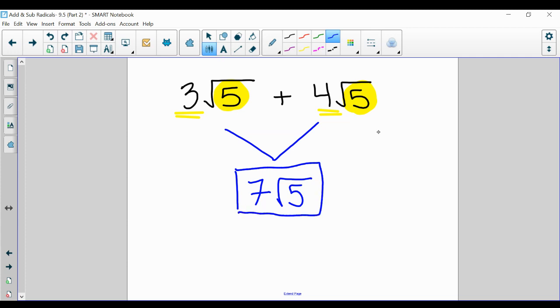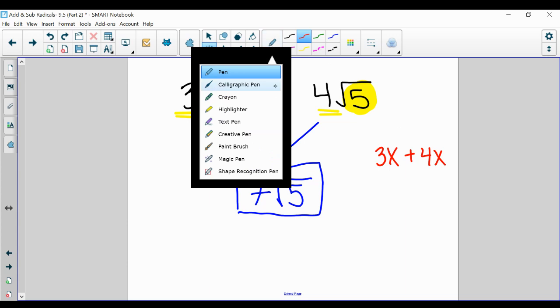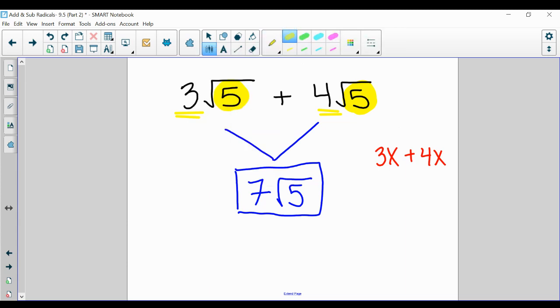We can compare this to if we have 3x plus 4x. Again, we are able to combine these because they have the same variable. The fact that they have the same variable allows me to say that if I have 3 x's and 4 x's, that combines to 7x. It's a similar idea when we're thinking about our square roots.